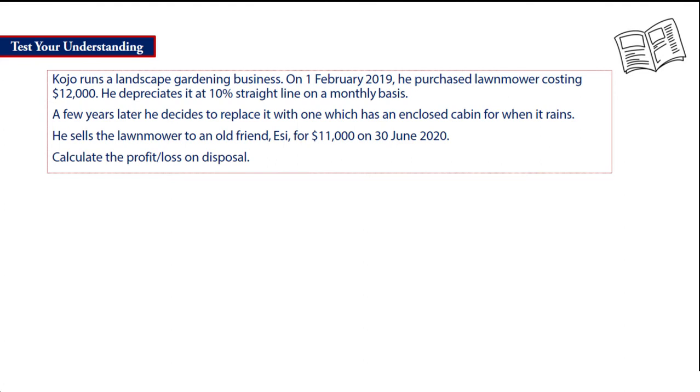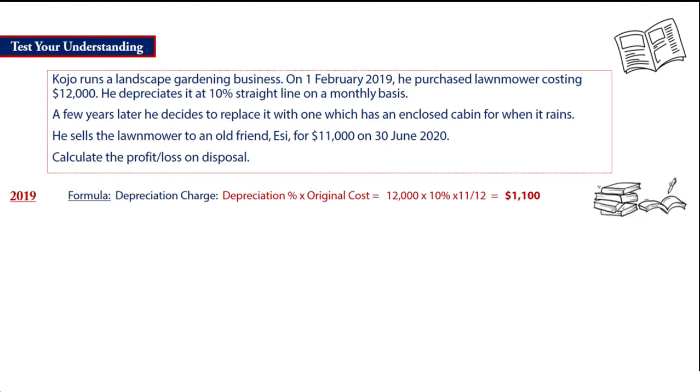Let's calculate the profit or loss on disposal. We first have to calculate the depreciation charge for 2019. It will be the depreciation percentage, which is 10%, times the original cost of $12,000. So it's 12,000 times 10% times 11 months. It was bought on 1st February, so February to December is 11 months, divided by 12 months, the full year, which will give us $1,100 for 2019.